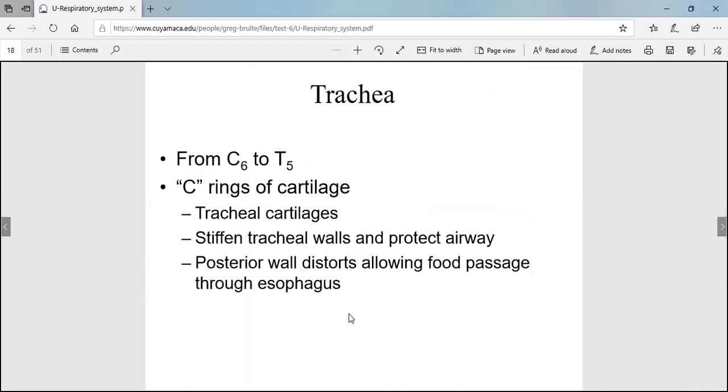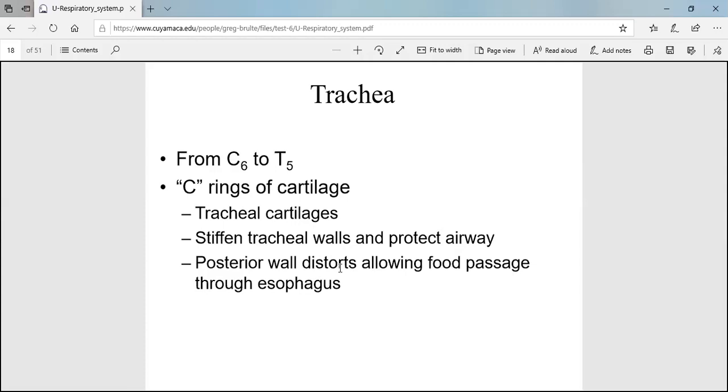The trachea has these tracheal rings around it. They're really more like horseshoes because the posterior is covered by muscle. You know, there's a muscle back there called the trachealis. And that posterior wall of the trachea, since it's up against the esophagus, basically, it can distort. Say you eat a big bite of cheeseburger or something, you don't chew it, you swallow it down. And that can cause a problem. You know, it hurts on the way down.